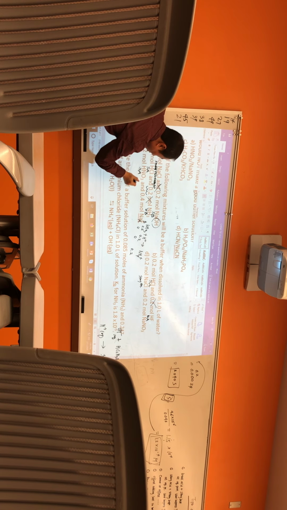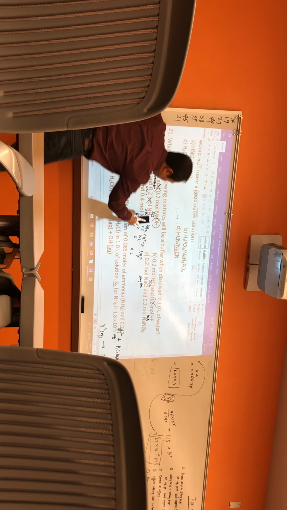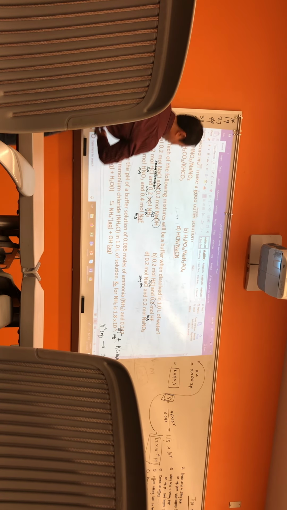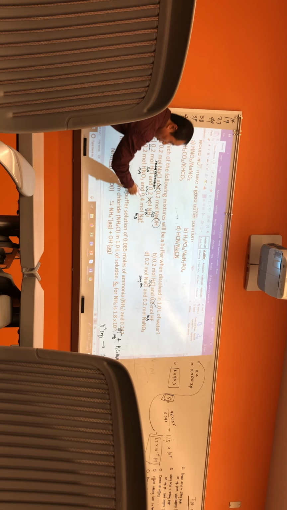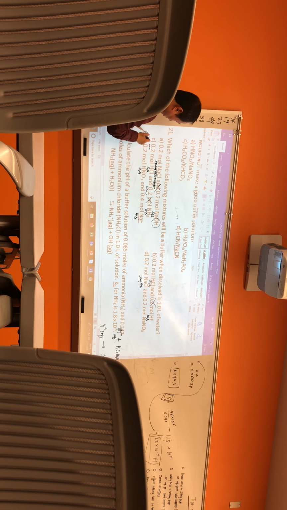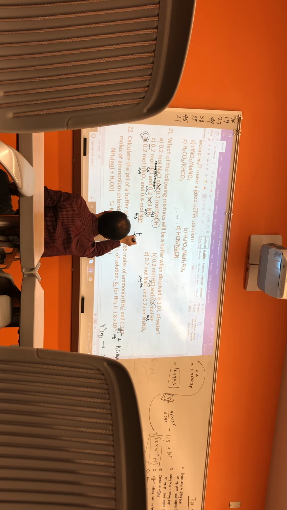Strong acid, weak base. There's potential right here. And then also, you have a lesser amount of the strong one compared to the weak one. This will make a buffer. How? Well, I have weak base, 0.4 mole. I have strong acid, 0.2 mole.